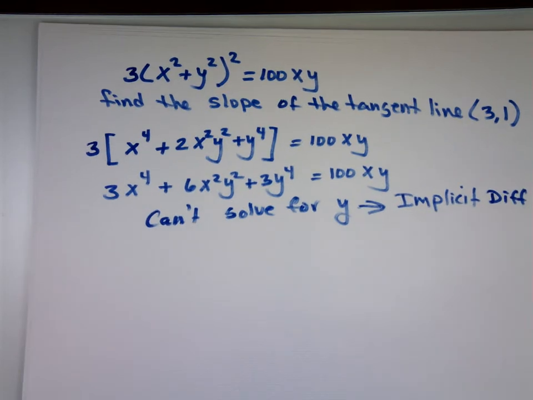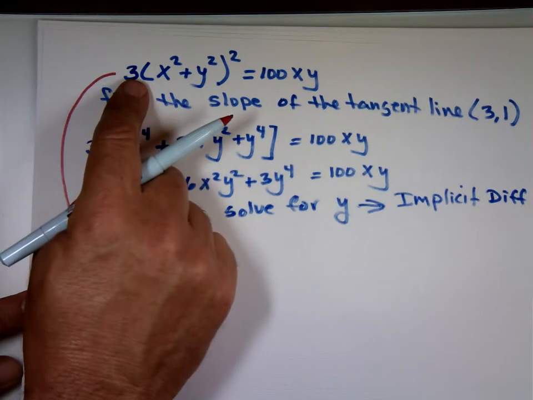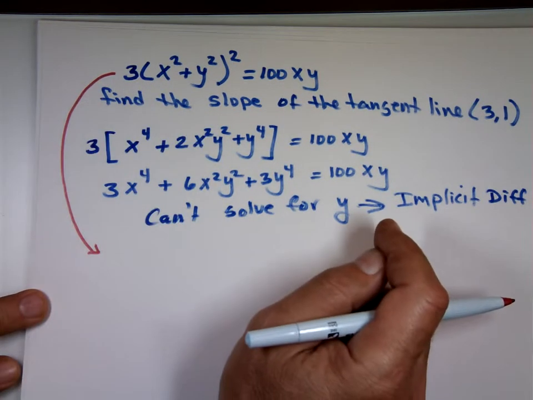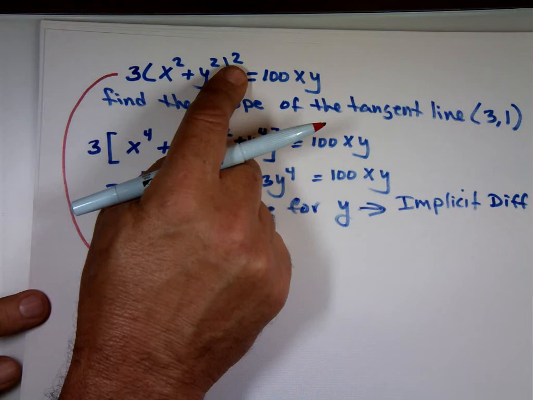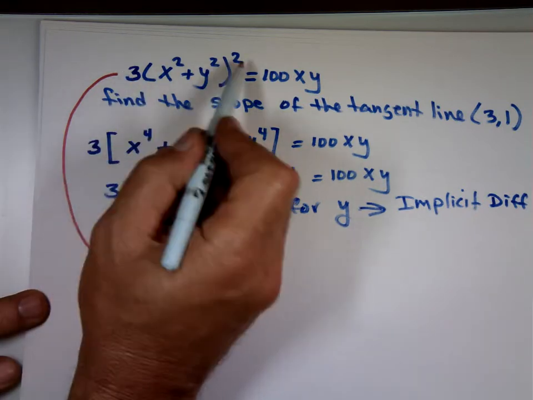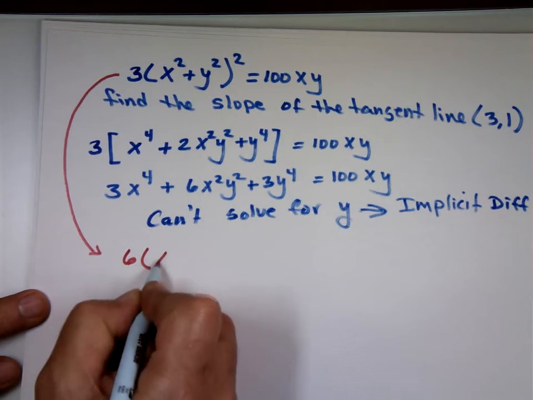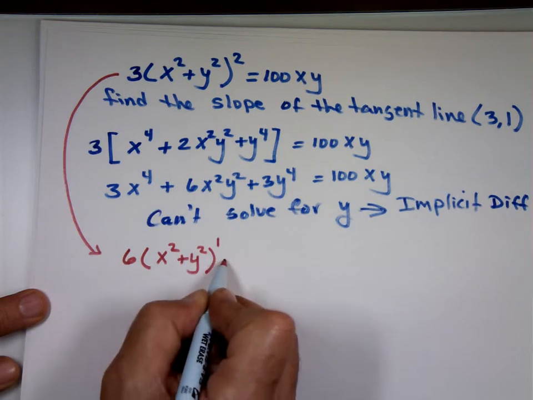Implicit differentiation. And I'll start with the original one. I'll go back to the top. Never mind the multiplying and trying to simplify it and collect like terms and all that. Start with this one. What is the derivative of this? Notice the power is different than 1. So which rule? General power rule. 3 times 2, 6 times x squared plus y squared to what power? 1 times the derivative of what's on the inside.